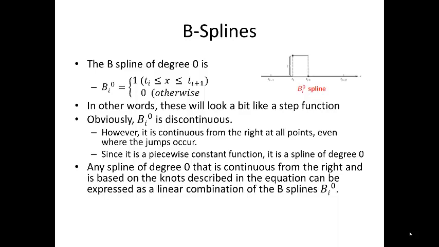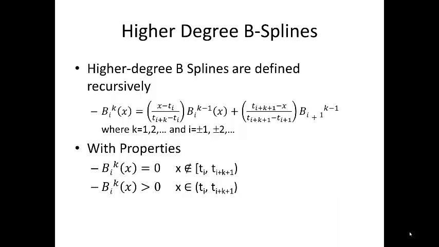With the functions B_i^0 as a starting point, we can now generate all higher degree B-splines by a simple recursive definition. Well, relatively simple. Higher degree B-splines are defined recursively as B_i^k of x is equal to a multiple of B_i^(k-1) of x plus a multiple of B_(i+1)^(k-1) of x, where k runs from 1, 2, all the way up to infinity, and i is plus or minus 1, plus or minus 2, etc.